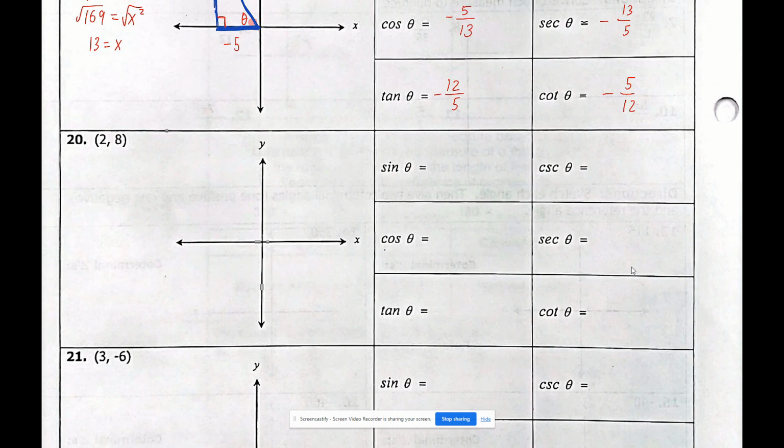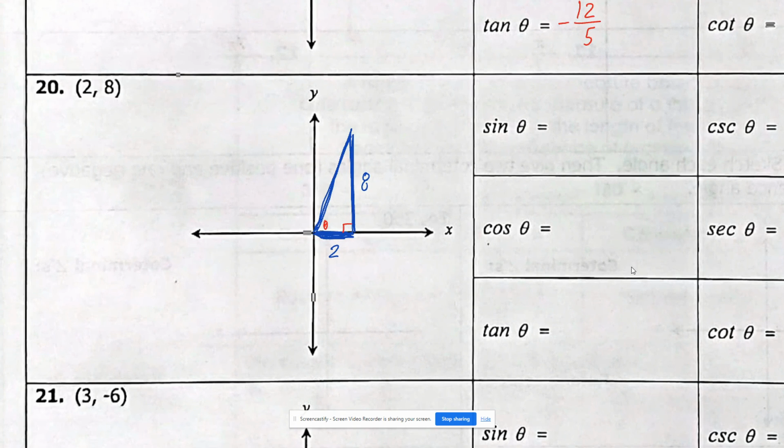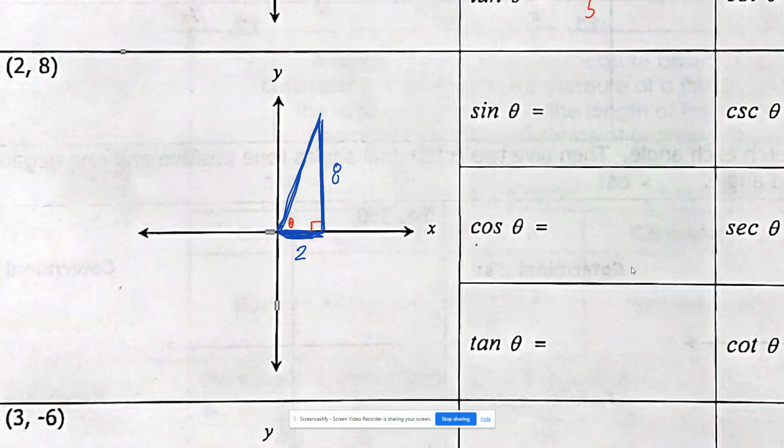All right, number 20. Number 20 is 2, 8. So look, I'm going right 2, that's x, and I'm going up 8. So positive 2, positive 8. And then, of course, here's where that angle is being created, right here. That's theta. So we're coming from that angle. I'll just zoom in on it. But notice what quadrant it's in. It's in quadrant 1. All of my trig functions should be positive.